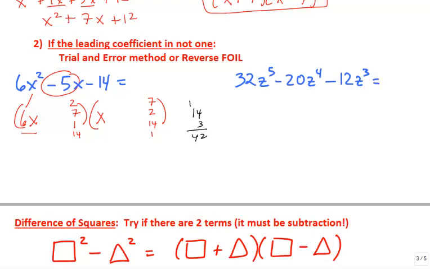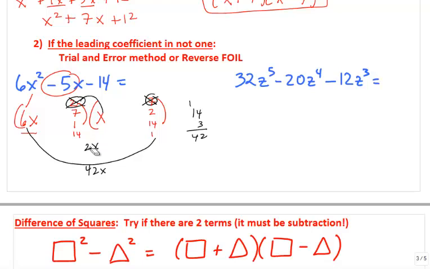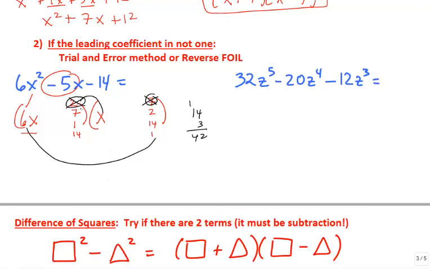And so we go back and we try the top choice here, and we're going to do inner times inner. 2 times x would be 2x. And then we're going to do outer times outer. 6x times 7 is 42x. 2 and 42 do not give me a -5. So that option doesn't work. So I move down my list. Now I'm going to try 7 and 2. So 7 times x in the middle would give me 7x, and 6x times 2 gives me a 12x. And finally, that will give me a 5 if I subtract.